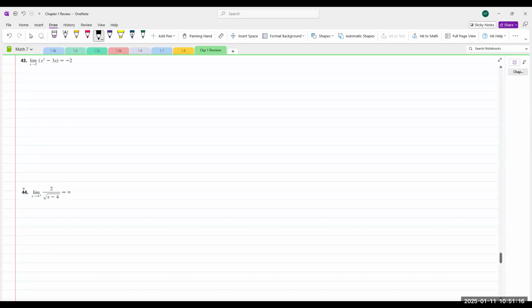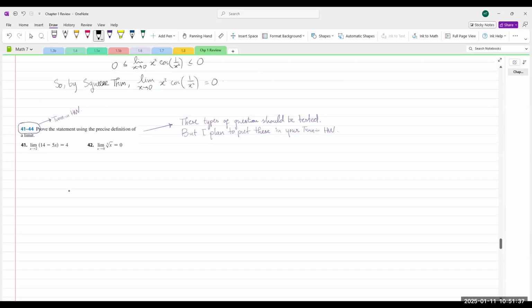Number 44, this is the limit goes to infinity. I did not cover this yet yesterday when I went over section 1.7. Is it 1.7 or 1.8? 1.7, that's right, where limit goes to infinity. But I will do that here. So, number 41.